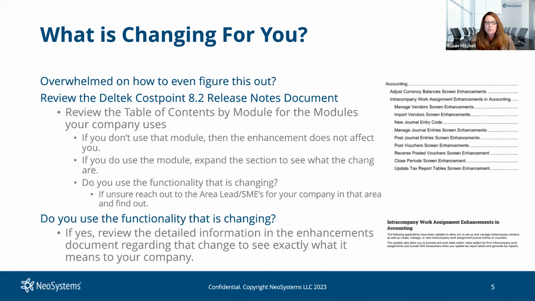So the way that you want to approach that is you can go through the table of contents by module for the modules your company uses. So for whatever you're licensed for, go through those and essentially look at those. If you don't use that module, if it's not something you're licensed for, you can set that aside.